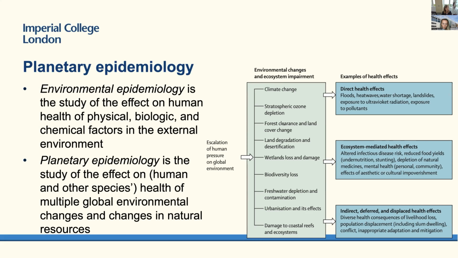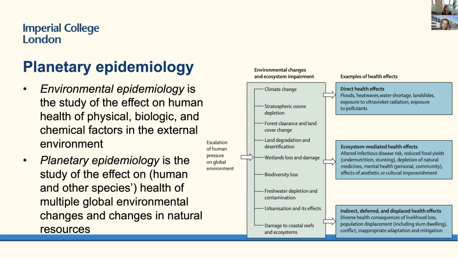Now, when we're talking about planetary epidemiology, we're talking about multiple global environmental changes that are complex in themselves, but there's also a number of them, and they are affecting human health and the health of other species in a multiplicative way. And also these changes affect the natural resources on which human health and well-being depends. And so does the health and well-being of other species. And often humans and other species also compete for resources. These days, we can see that humans are actually consuming a disproportionate amount of resources across all sorts and kinds.